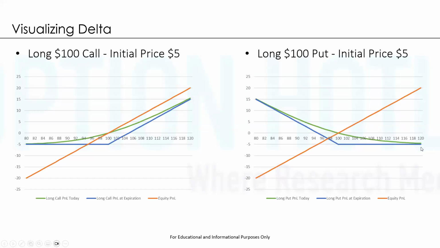Effectively, this option stops decaying because it has already lost its full premium once we get all the way $20 out of the money on the put or $20 out of the money on the call. I've taken my max loss.